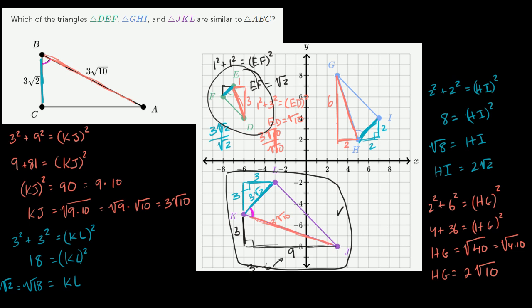Now let's compare the ratios. The ratio between BC and HI is going to be 3 square roots of 2 over 2 square roots of 2, which is 3 halves. And the ratio between BA, let me do that in that orange color, which is 3 square roots of 10, and HG, which is 2 square roots of 10, is also 3 halves. So all of these triangles are not only similar to ABC, but they're actually all similar to each other.